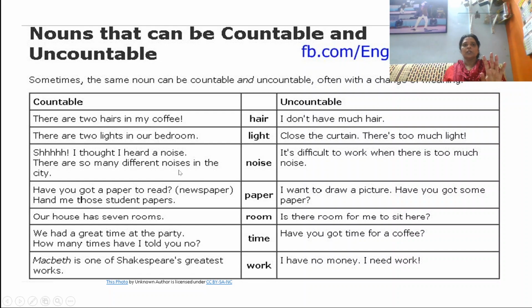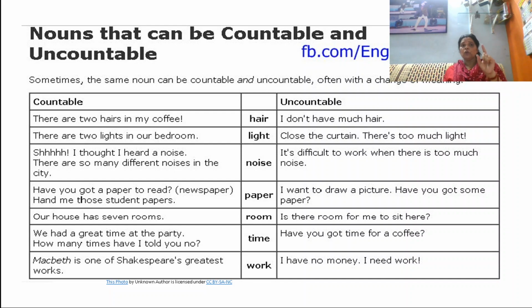So here also it is countable. But it's difficult to work when there is too much noise. Here noise cannot be countable. Done? Now, why I have given this example, my dear children, because all your exercise is based on this.